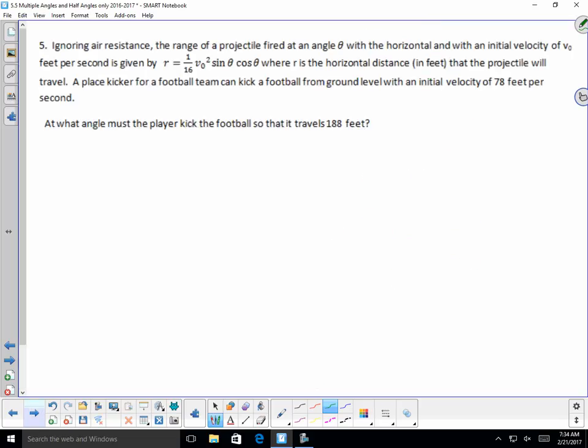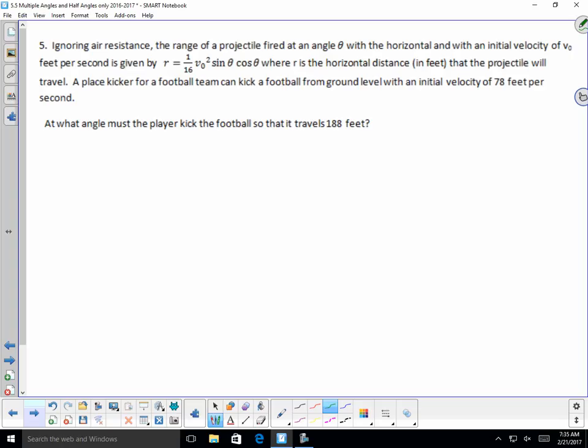Let's take a look at one more example. We're looking at this problem, ignoring air resistance. The range of a projectile fired at an angle theta with the horizontal and with an initial velocity of v sub 0 feet per second is given by r equals 1 over 16 v sub 0 squared sine theta cosine theta. R is the horizontal distance in feet that the projectile will travel, and a place kicker for a football team can kick a football from ground level with an initial velocity of 78 feet per second. At what angle must the player kick the football so that it travels 188 feet?